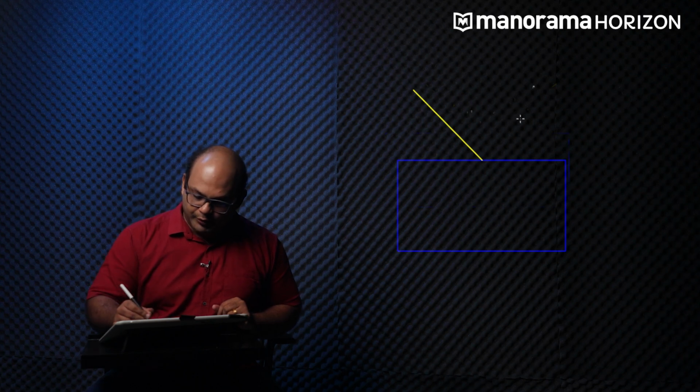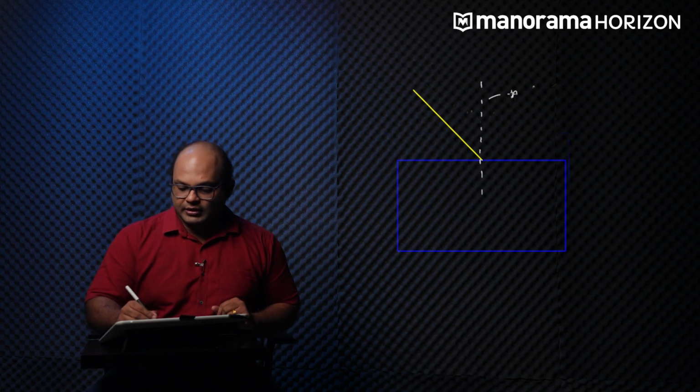At this interface, we fire a ray of light. So here we have a ray of light. It is hitting the interface at a particular point. And if we drop a normal, a perpendicular line at this point, this is what we call the normal.